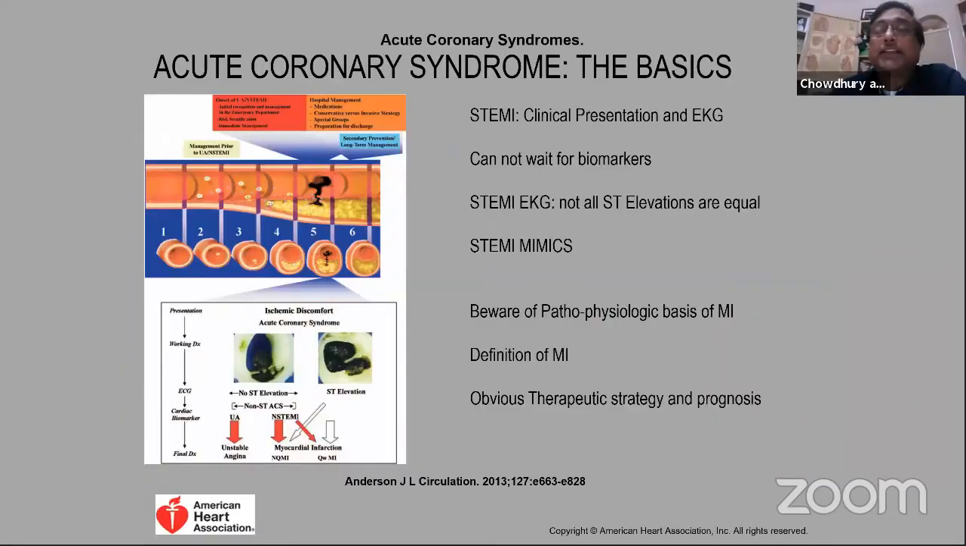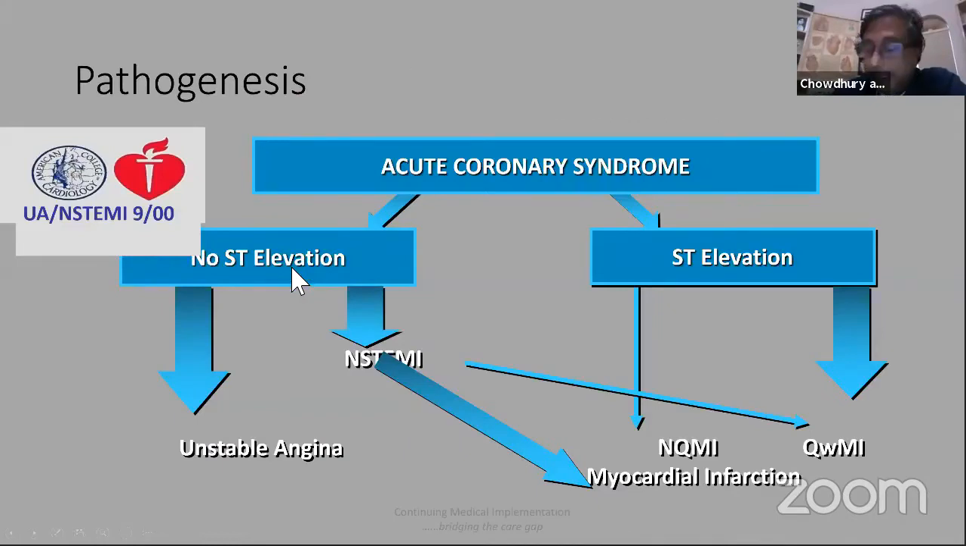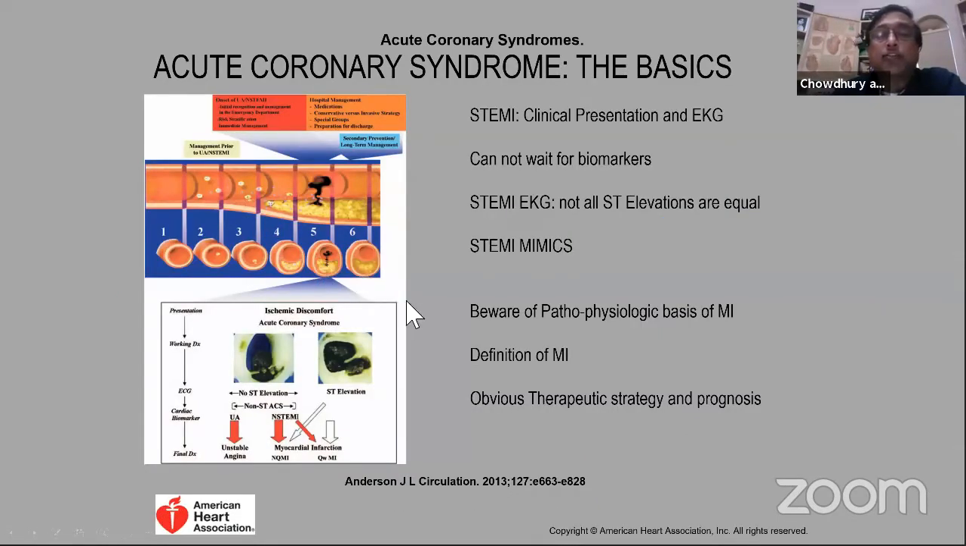So when you are dealing with the STEMI, it is critical that we recognize the clinical presentation and EKG, and importantly, we cannot wait for biomarkers to define the ST elevation MI. And you all know Peter Libby's famous cartoon: atherosclerotic plaque, then the classification of atherosclerosis, then the progression of the atherosclerosis into plaque rupture, plaque erosion, plaque growth, and then further luminal narrowing or acute coronary syndrome. Luminal narrowing progressively will give you angina, and then the patient goes into stable angina and then unstable angina. In the meantime, if the plaque ruptures or erodes, there is acute coronary syndrome.